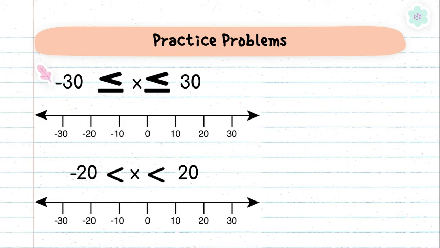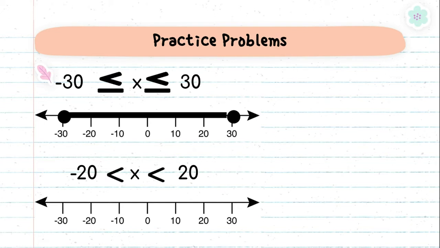Now let's try 2 questions that consist of compound inequalities. The first is -30 is less than or equal to x, which is less than or equal to 30. We're going to plot 2 closed circles on these two numbers, which is -30 and 30. And now let's connect them with a line that proves that x will be a value between -30 and 30.